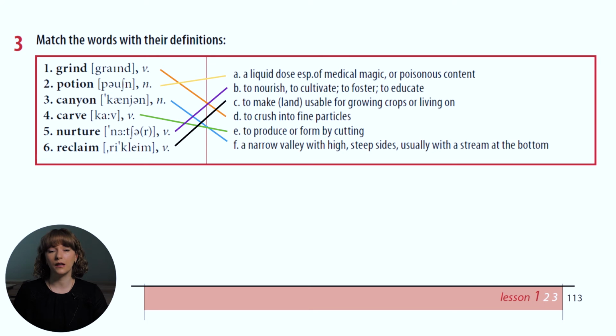Here you can check your results. Grind, to crush into fine particles. Potion, a liquid dose, especially of medical, magic, or poisonous content. Canyon, a narrow valley with high, steep sides, usually with a stream at the bottom. Carve, to produce or form by cutting. Nurture, to nourish, to cultivate, to foster, to educate. Reclaim, to make, especially land, usable for growing crops or living on.